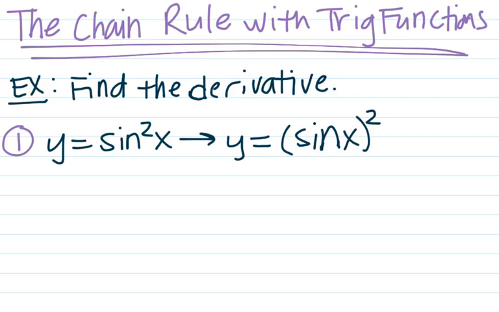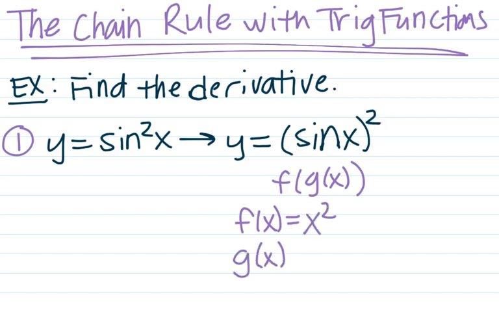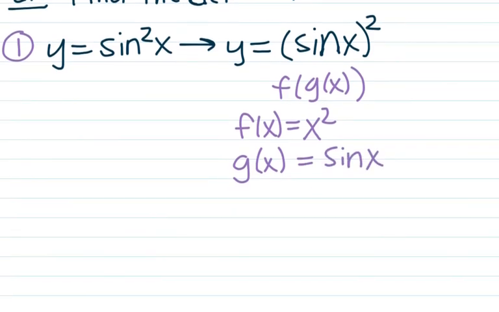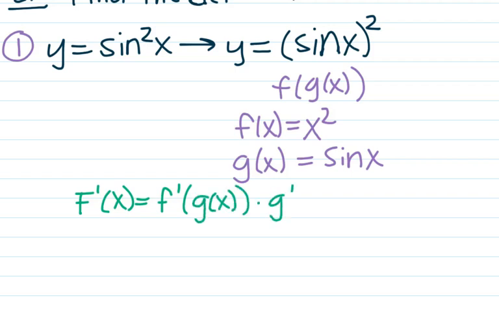Okay, and remember, we do the chain rule with composition of functions, so this would represent f of g of x. So that means that our outside function, f of x, would be what's outside the parentheses, so something being squared, or x squared. And our inside function, g of x, would be the sine x function. Okay, and just as a reminder, to find the derivative of a composite function, we do the derivative of the outside function, leaving the inside alone, times the derivative of the inside function. So that's what we're about to do here.